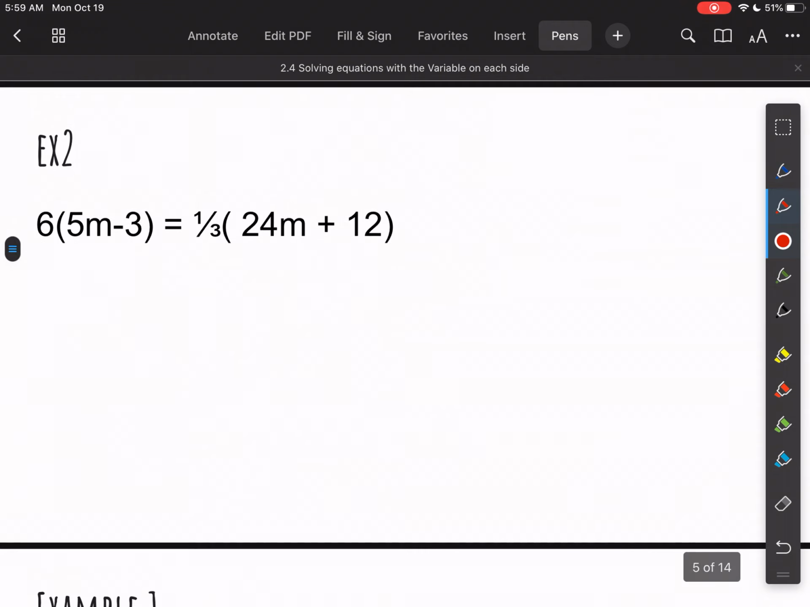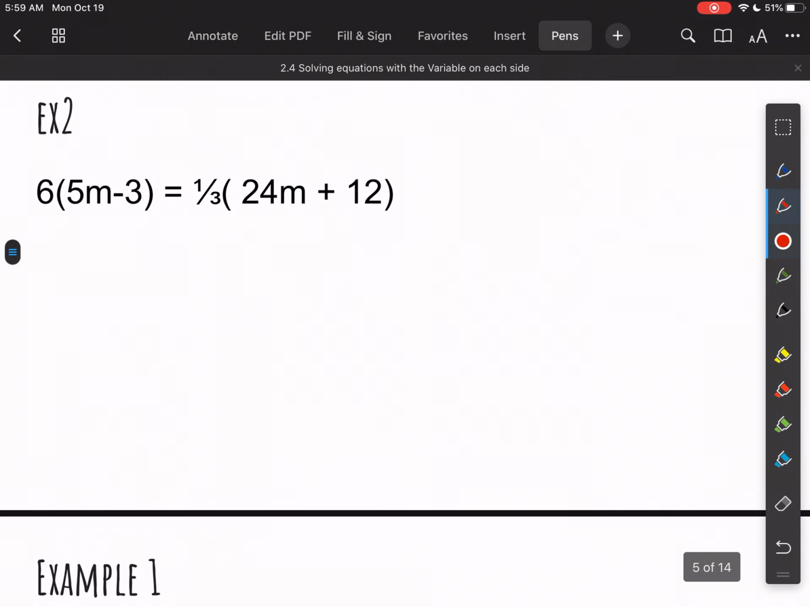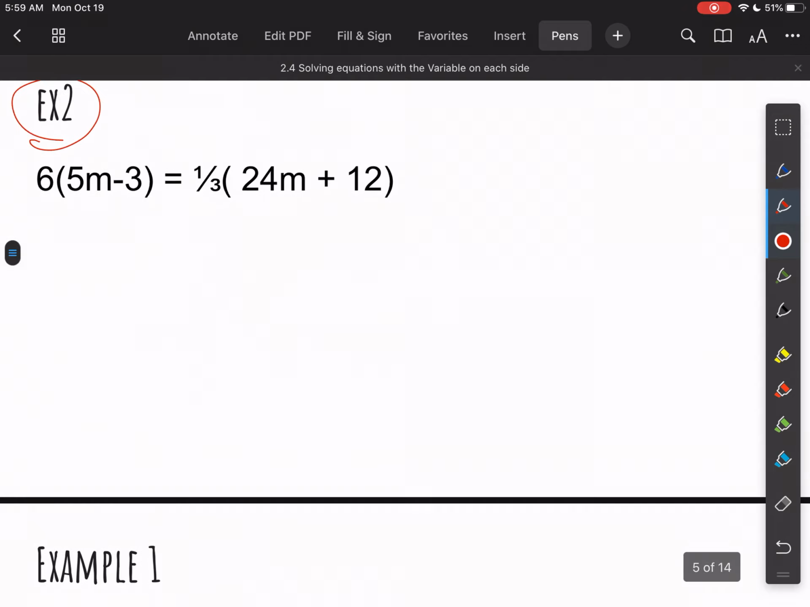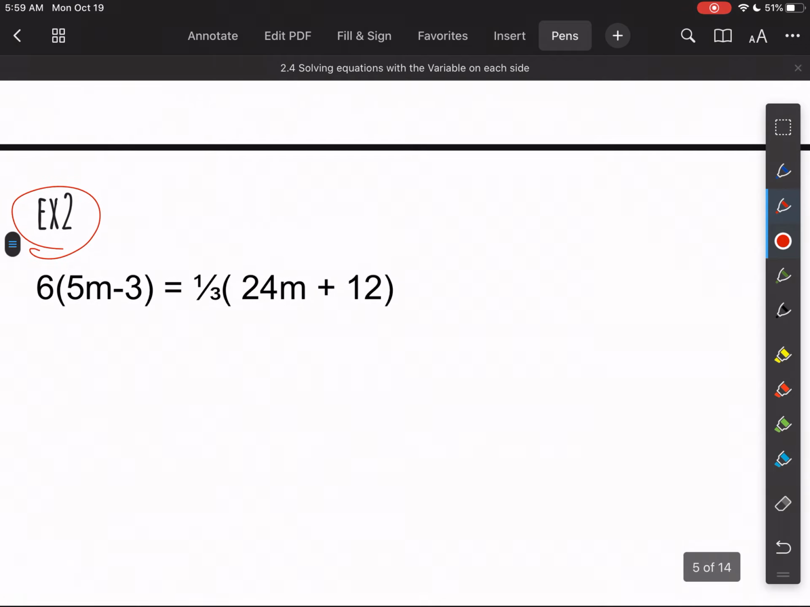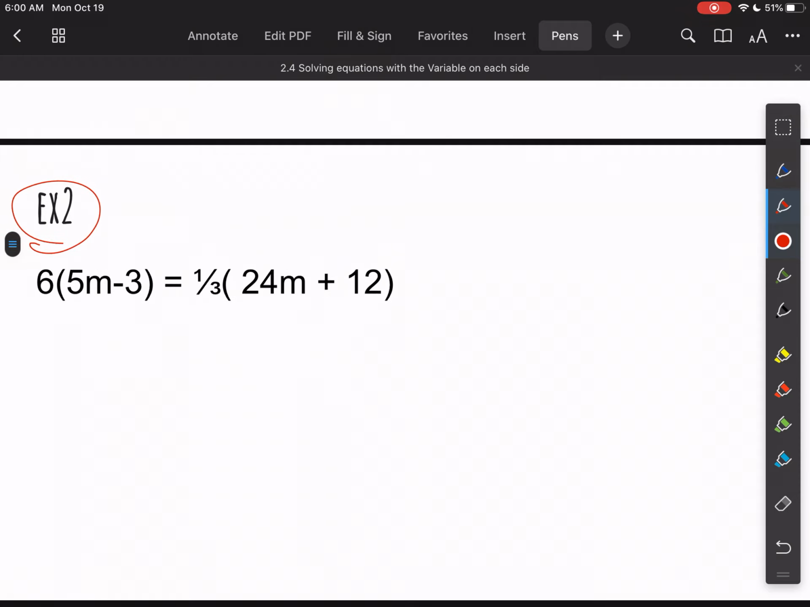So let's look at what one of these looks like. I don't know why we're starting with example 2, but let's go ahead and do it and then we'll go to example 1. So for this one, we're going to distribute this out first. Maybe because it was a nice distributive example. Maybe that's why I did that. Okay, so we're going to distribute this out first. So we get 30m minus 18 is equal to 1/3 times 24 is the same thing as 24 divided by 3. So that's 8m, and then 1/3 times 12 is 12 divided by 3, which is 4. Okay, so I distributed. That's step 1.